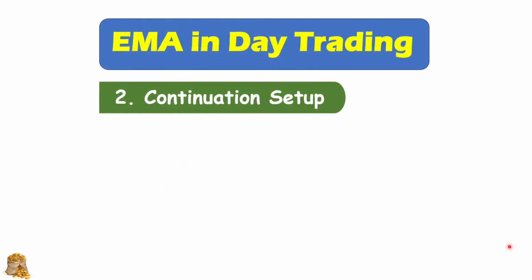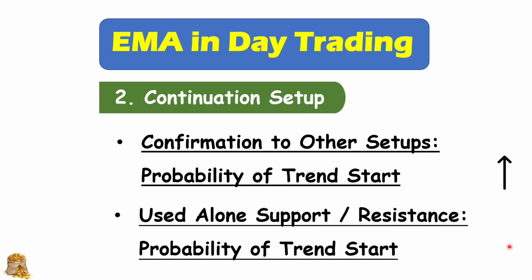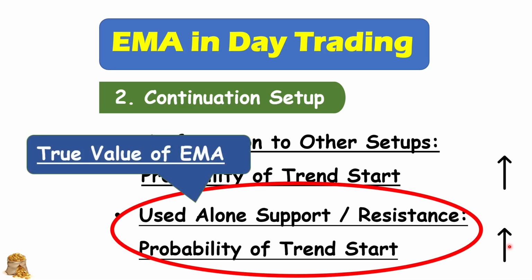For EMA in the continuation setup, there are two scenarios. The first scenario is if there are other indicators or other setups, then this EMA is a very good confirmation to the start of the trend, which will increase the probability of the trend start. And the second is that if there's no other existing techniques or tools or indicators, you can use the EMA alone as the support and resistance. And then this will also increase the probability of the trend start. And this, the second scenario, is the true value of the EMA, and I will show you in the following examples.